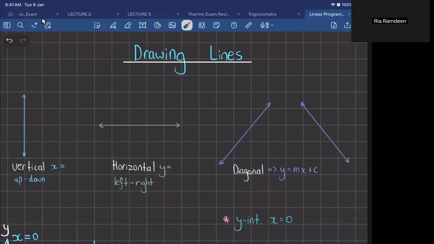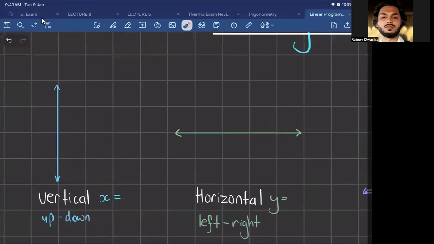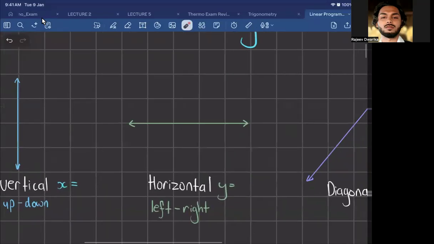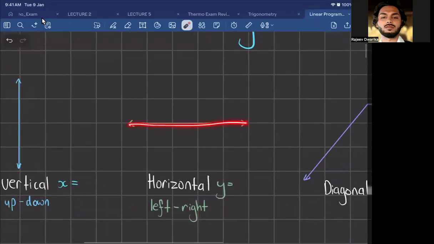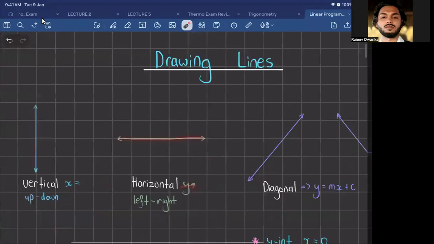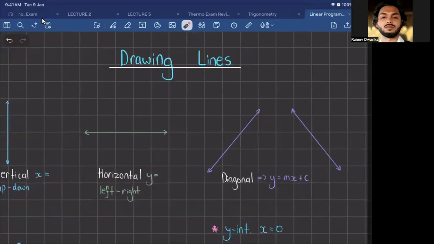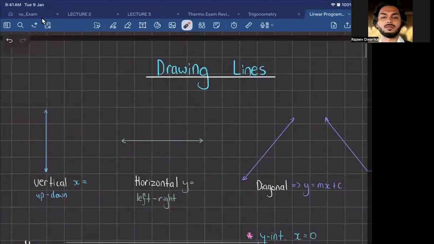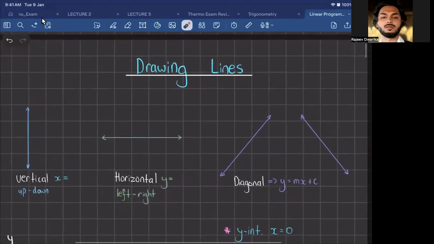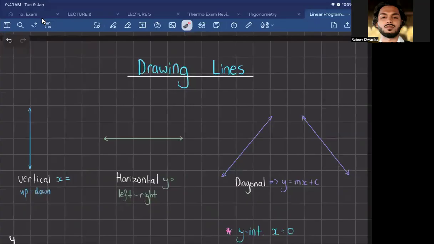Right. So, vertical lines. If a line is vertical, it's going to have an equation in the form x is equal to something. If a line is horizontal, it's going to have an equation in the form y is equal to something. And if you have a diagonal line, it's going to be in the form y is equal to mx plus c. So you all can copy this down really, really fast. As soon as you have that copied down, let me know. A sketch is fine.